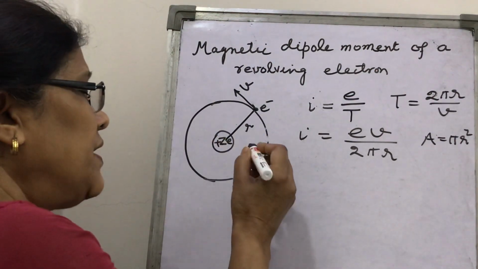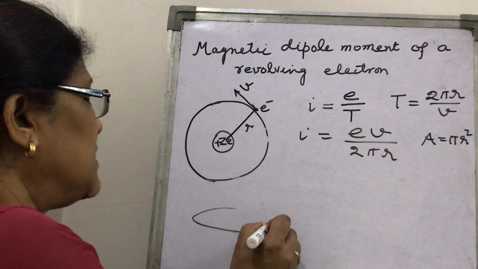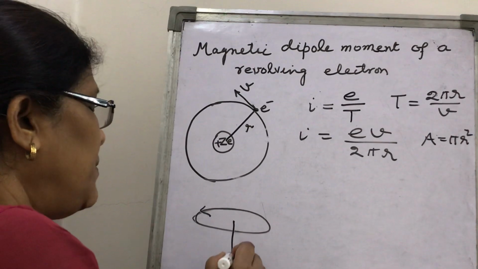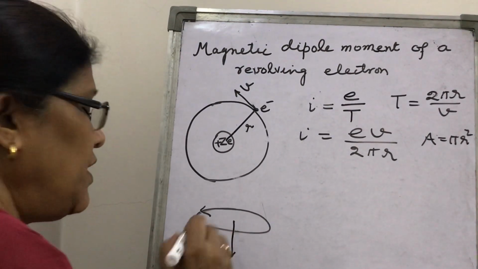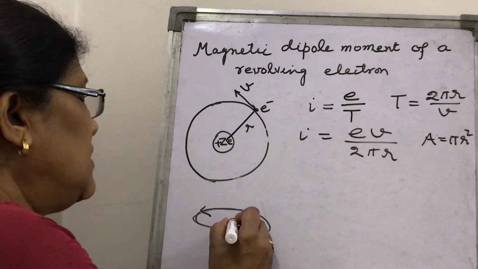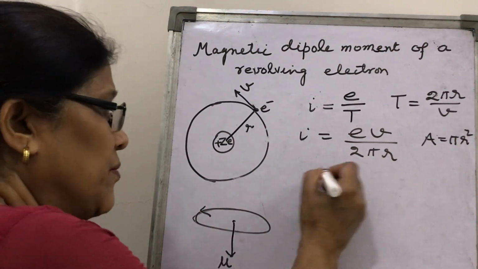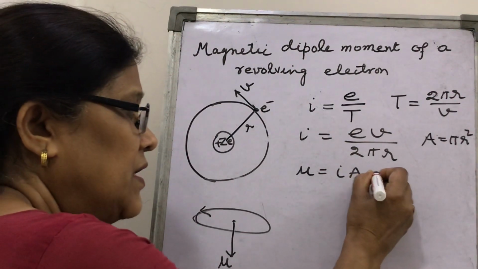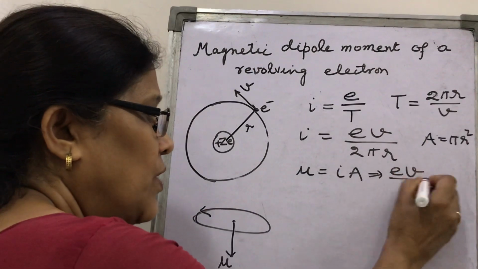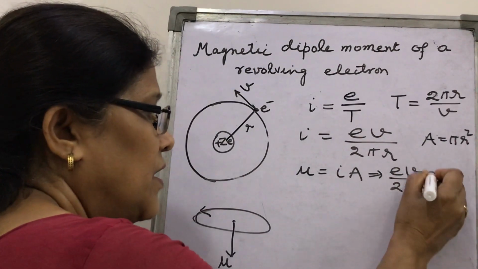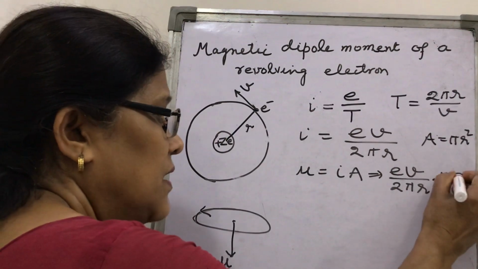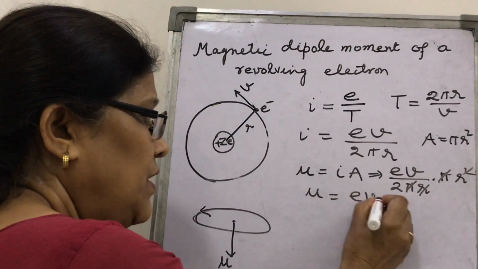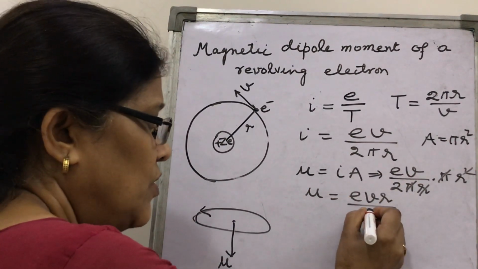So, here the magnetic moment, if I show it like this, that this is the revolving electron in this way, then the magnetic moment will be shown like this, downward. It is shown by mu, and this is the magnetic moment given by mu equal to I into A. What will you write here? This will be e v upon 2 pi r into A, pi r square. So, what will you get here? Magnetic moment is e v r upon 2.